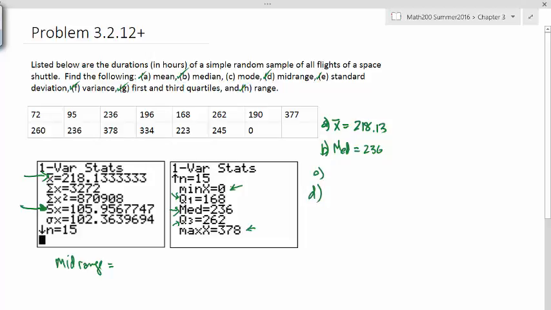The formula for the mid-range is the maximum plus the minimum divided by 2. It's basically the average of the max and min, and that would be 378 plus 0 divided by 2. I believe that would be 189.